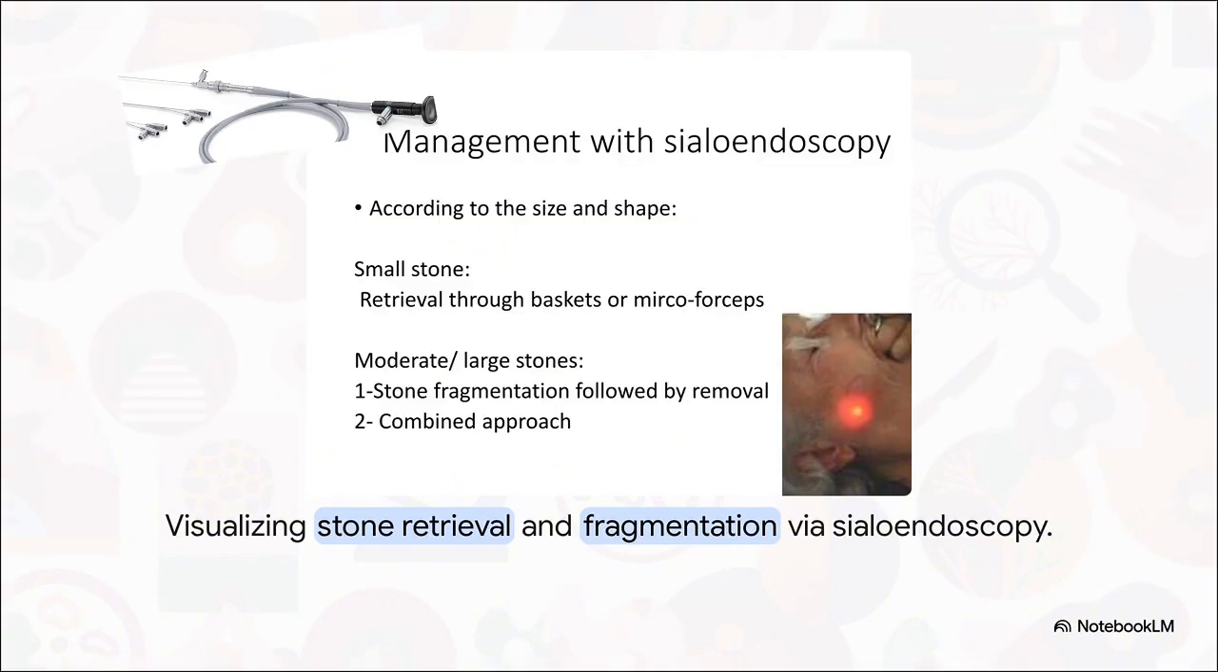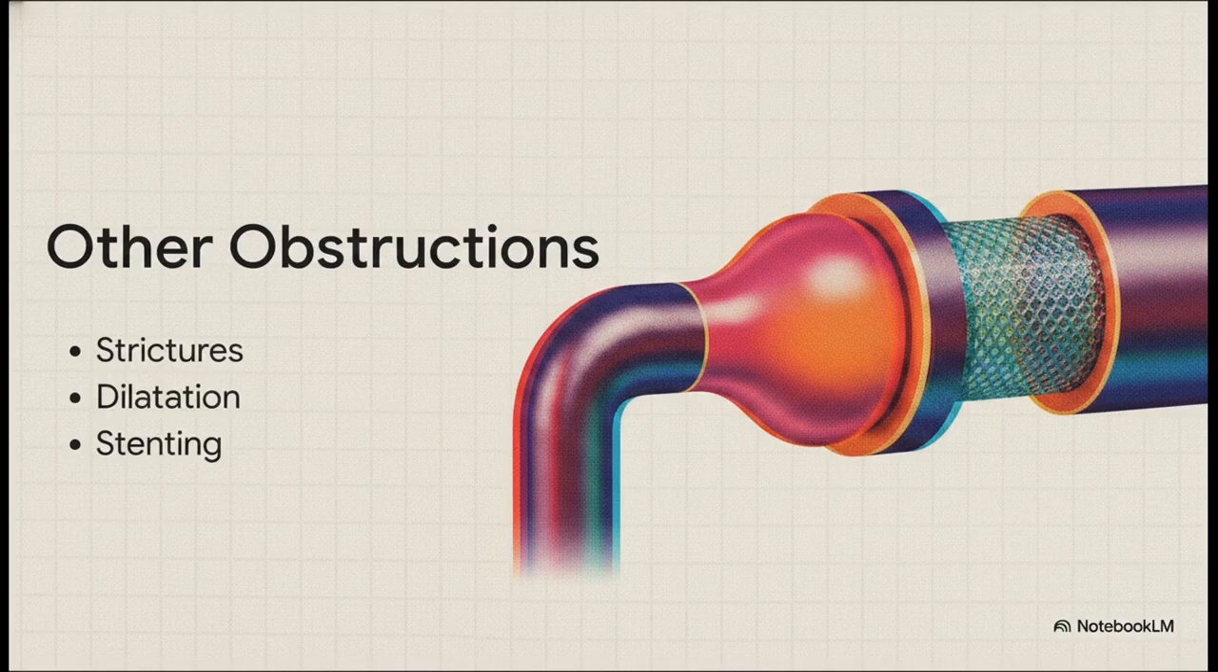Now, what's really interesting here is the tech. To avoid that radical excision whenever possible, we rely on advanced tools like sialendoscopy. Using a tiny endoscope, we visualize the ducts directly from the inside. If the stone is small, we execute direct retrieval through little baskets or microforceps. But if you encounter moderate or large stones, there's no way they'll fit through the normal ductal anatomy. In those cases, you absolutely must perform stone fragmentation first, followed by removal, or you utilize a combined surgical and endoscopic approach.